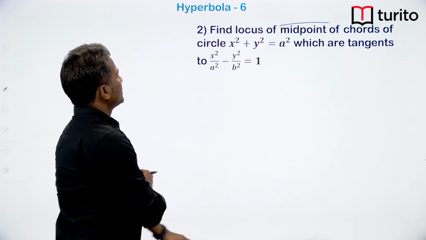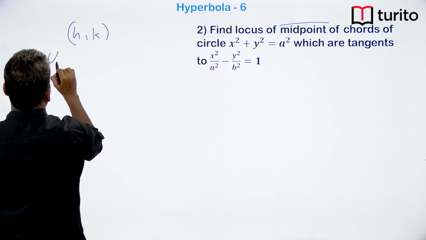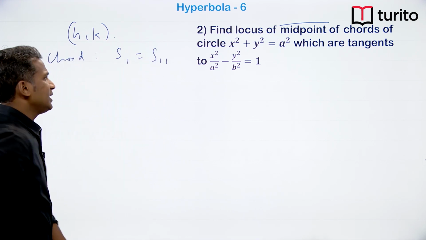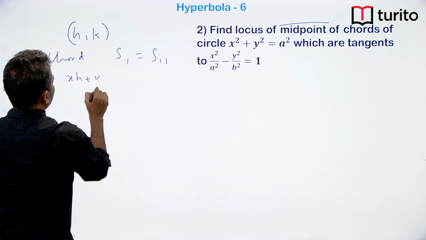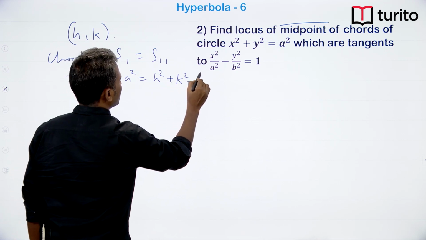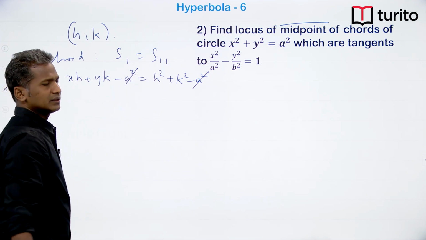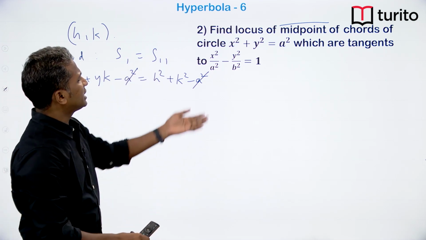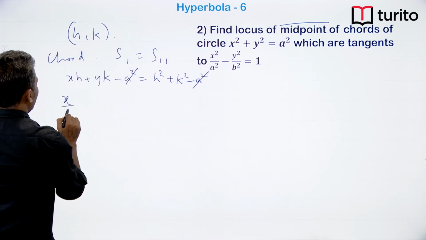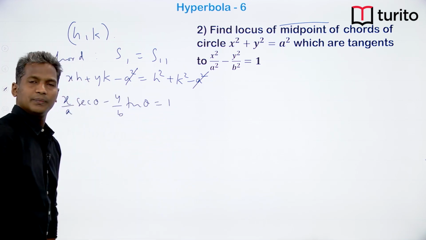If I take the midpoint as, let us say, h comma k, then the equation of chord will become S1 equal to S11. That means xh plus yk minus a square equal to h square plus k square minus a square. If I cancel out a square, I get some term here. Now, how will the tangent look for this curve? Tangent looks like this: x by a sec theta minus y by b tan theta is equal to 1.